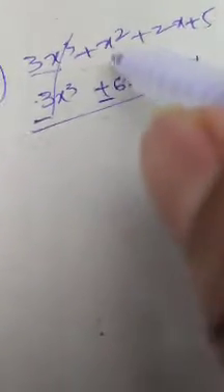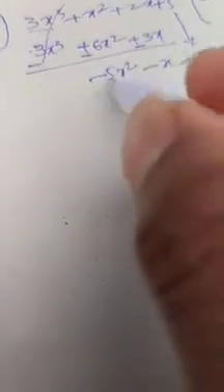3x cube minus 3x cube get cancelled. And this is plus 1x square. This is minus 6x square. What will you get? Minus 5x square. Plus 2x minus 3x will be minus x. Next term I am taking plus 5. Okay. Right. Now what we have to do? Consider the first term in the numerator, minus 5x square. Write the first term in the numerator in rough work, and the divisor's first term in the denominator.